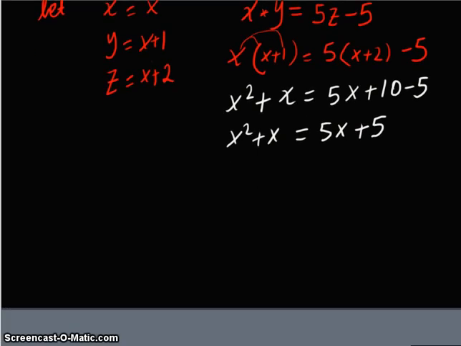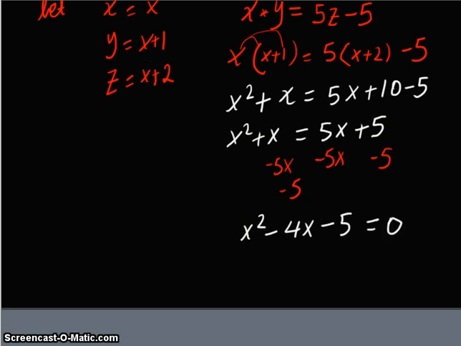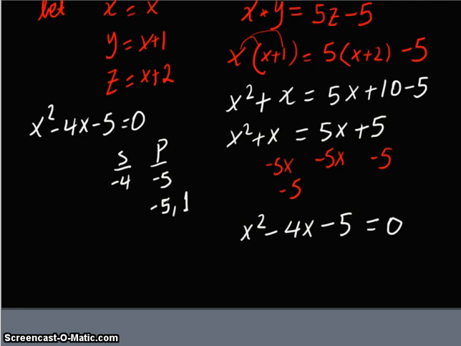Now let's take everything to the left, meaning let's subtract 5x from both sides, and also take the 5 to the left side, so that we can get a quadratic equation. And then this becomes x squared minus 4x minus 5 equals 0. Now we do have our quadratic trinomial, and we can factor it. We're looking for two numbers that when we add them, we get negative 4, and when we multiply them, we get negative 5. These two numbers are negative 5 and 1. Negative 5 times 1 is negative 5, negative 5 plus 1 is negative 4.